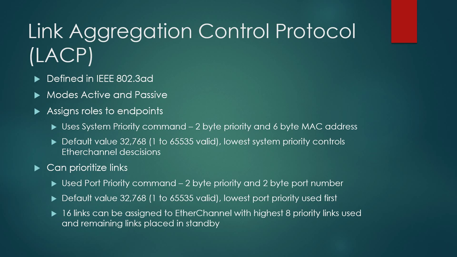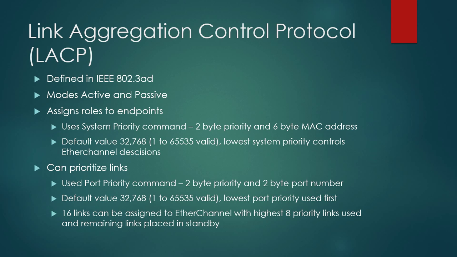And a system priority is used to determine which endpoint will be the one that controls all decisions on the Ether channel. And that's made up of a 2-byte priority and a 6-byte MAC address. Now, the system priority command can be used to influence which switch is going to be the controlling switch. And valid values that we can use with the system priority command are 1 through 65,535. Now, if we don't use the system priority command, the default value of 32,768 would be used.